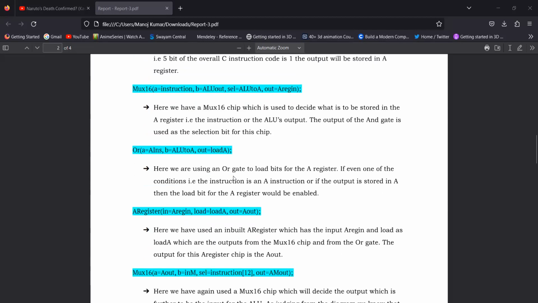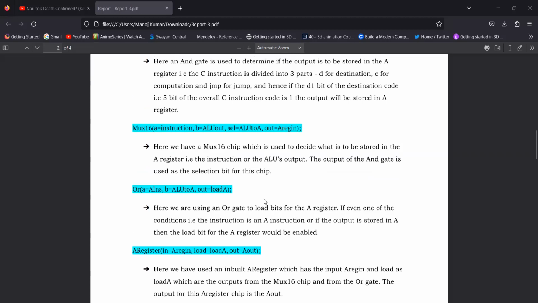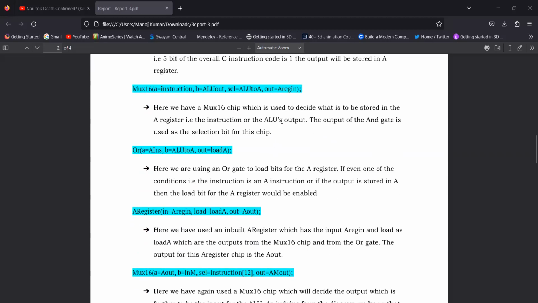Then we have a 16-bit Mux to perform the selection, which decides whether the value to be stored in the A register will be the instruction or the output from the ALU chip. Similarly, the selection is done by the selection bit, which is the output of the Not gate.